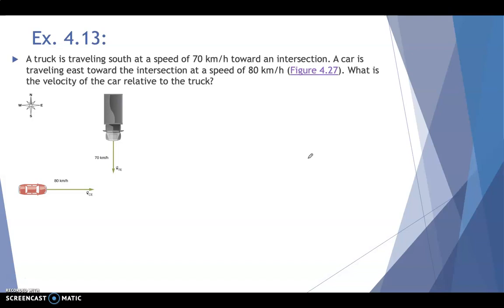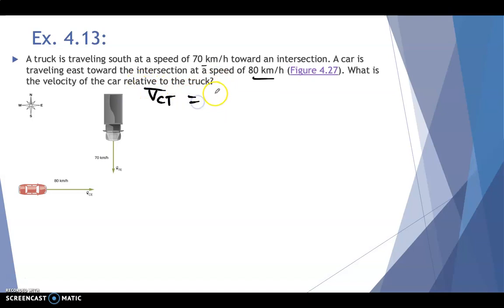So this states a truck is traveling south at some speed, 70 kilometers per hour, toward an intersection. A car is traveling east towards the intersection at a speed of 80 kilometers per hour. What is the velocity of the car relative to the truck? Okay, so we want to know the velocity of the car relative to the truck.